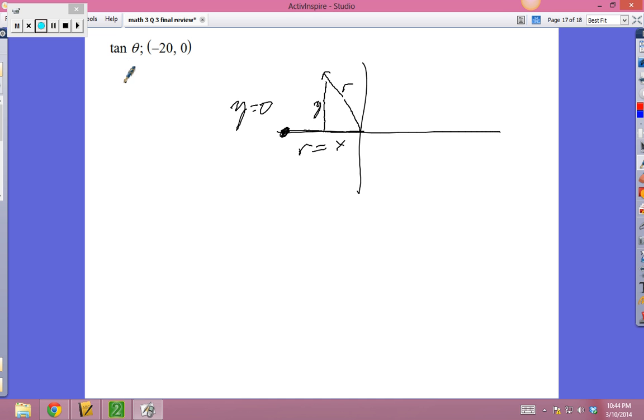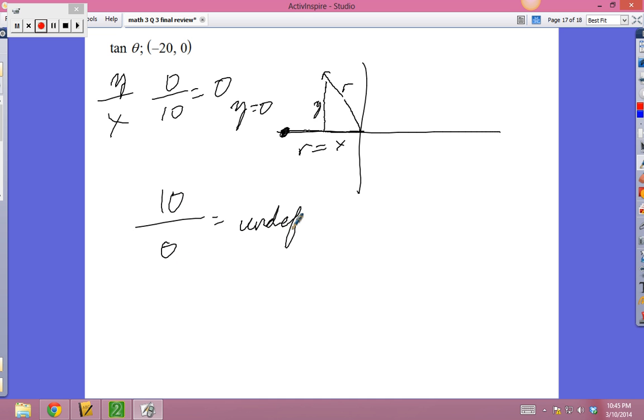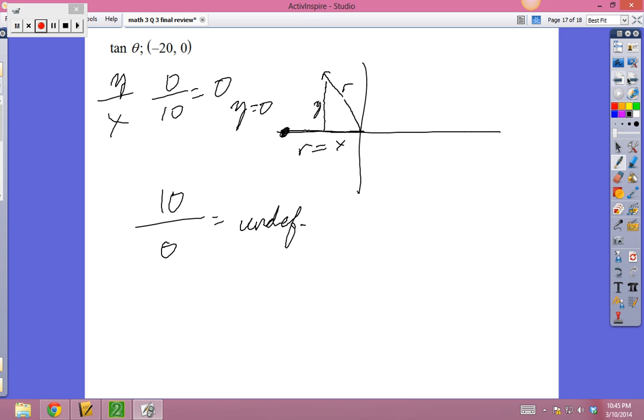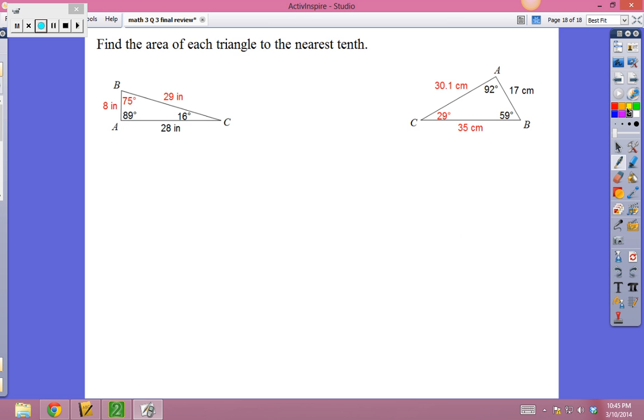Okay, tangent. Tangent wants the height over the horizontal, the base. So y over x, 0 over 10, whatever you made x. It doesn't matter because it's going to be 0. So we should have done one where 0 ends up on the bottom. If 0 ends up on the top, it's always going to be 0. But if 0 ends up on the bottom, then it's going to be undefined. You cannot divide by 0.